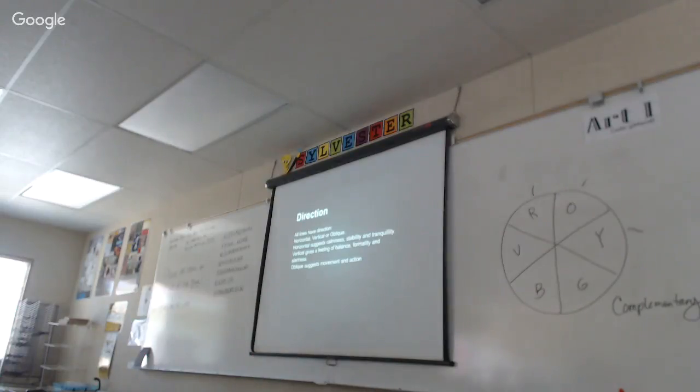All lines have direction: horizontal, vertical, or oblique. Horizontal suggests calmness, stability, and tranquility. Vertical gives a feeling of balance, formality, and alertness. Oblique suggests movement and action.